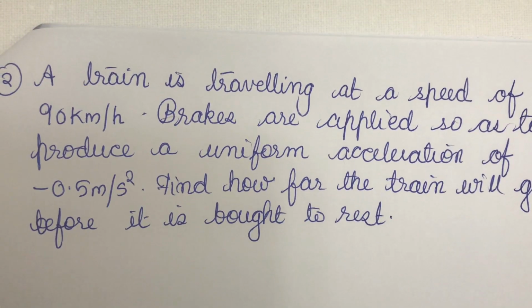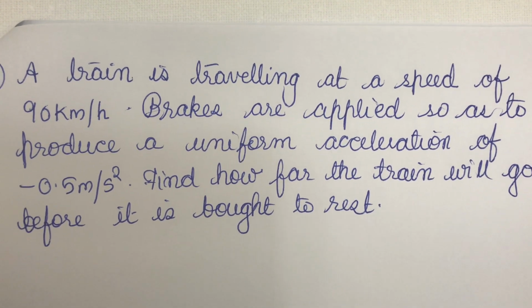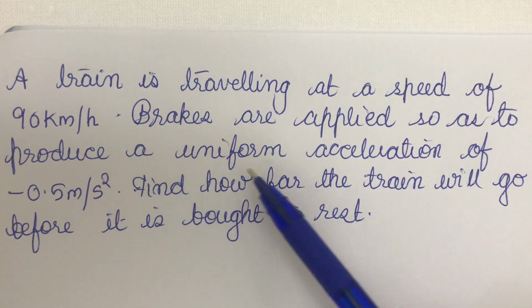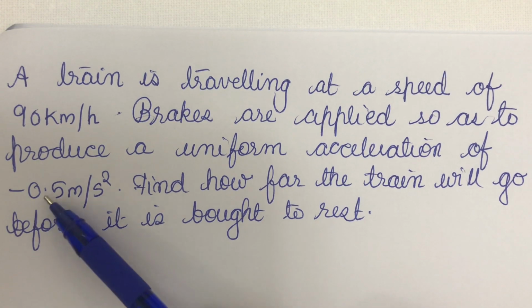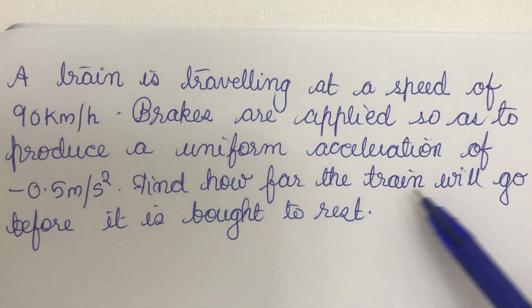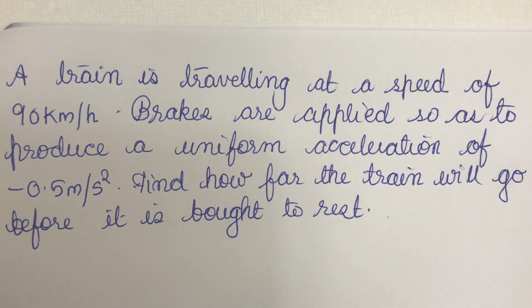So moving on to our next question, that is question number 2. A train is traveling at a speed of 90 km per hour. Brakes are applied so as to produce a uniform acceleration of minus 0.5 meter per second square. Find how far the train will go before it is brought to rest. So we will write what is given first.